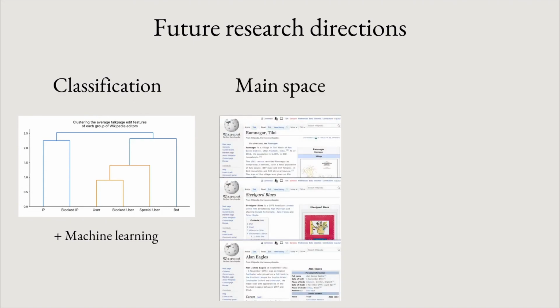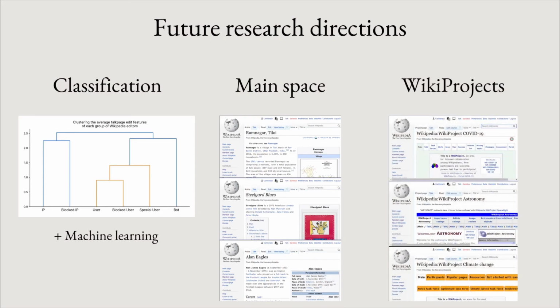Second, expanding our dataset to mainspace would be fruitful for further investigating user group engagement with Wikipedia. Finally, it would be of interest to investigate how wiki projects develop and change over time, perhaps informing us about the structure of successful projects.